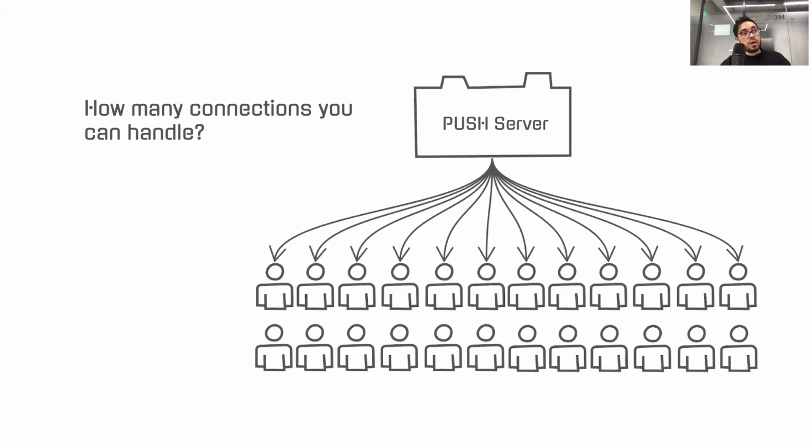And the next thing, how many connections you can handle. In our case, when we started building our push system, we wanted one machine to handle at least, I don't know, 100,000 connections, and in the best scenario, 1 million connections from one machine. How can you test it, how can you verify that your push server is capable of handling it?